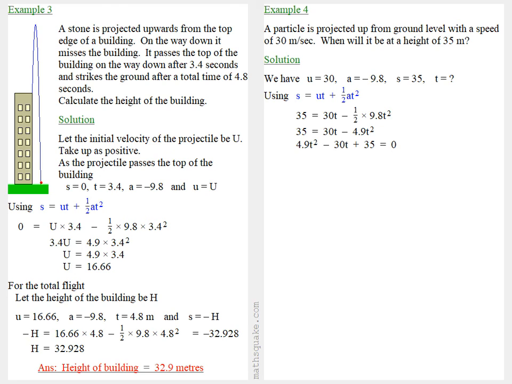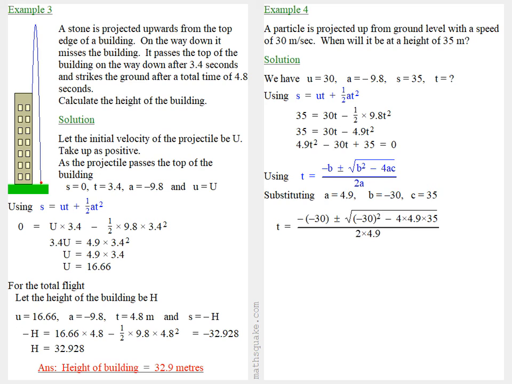Now that doesn't factorise, so we can use the quadratic formula t equals minus b plus or minus the square root of b squared minus 4ac all over 2a, and we substitute a equals 4.9, b equals minus 30, and c equals 35. This gives us t equals minus minus 30 plus or minus the square root of minus 30 all squared minus 4 times 4.9 times 35, all divided by 2 times 4.9.